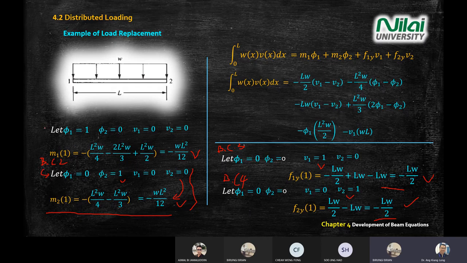Yes, you only change the boundary condition 4 times, meaning you set 4 conditions, 4 scenarios. The first scenario is where only rotation 1 is 1, and the rest is 0. Condition number 2, rotation angle 2 is 1, the rest 0. Boundary condition 3, vertical displacement 1 is 1, and then the rest 0. Number 4 is the vertical displacement at point 2 is 1, the rest 0. Then you get the equation. You substitute inside these two equations. You play around with these two equations. Then you get these four new equations.